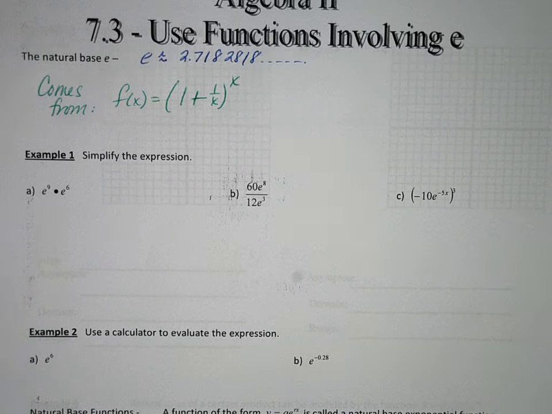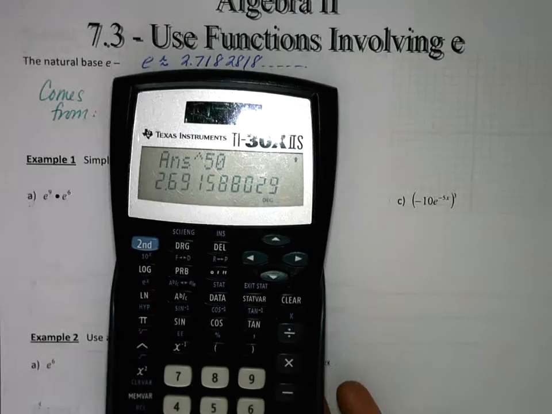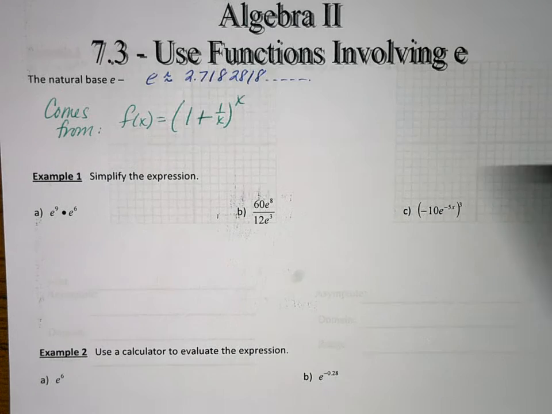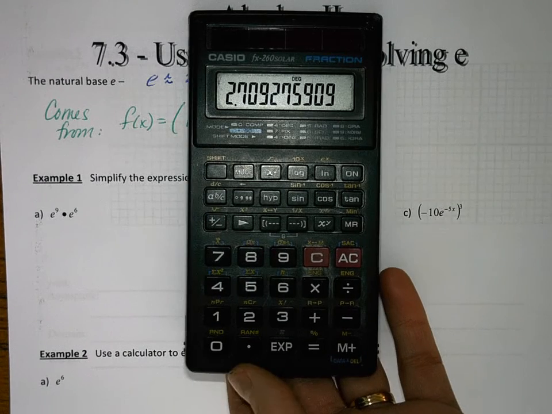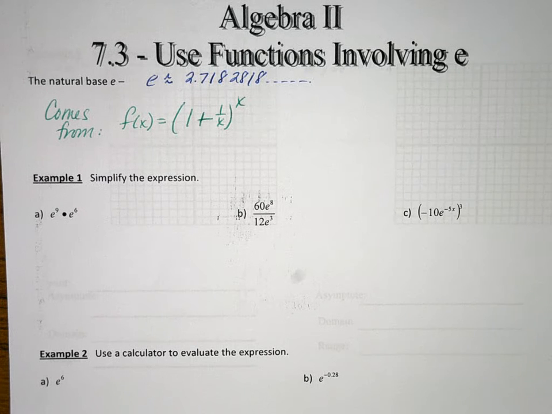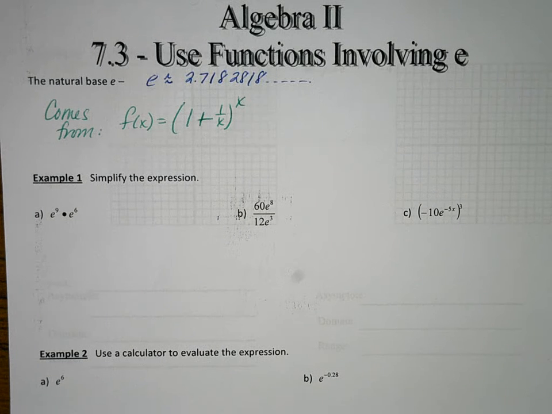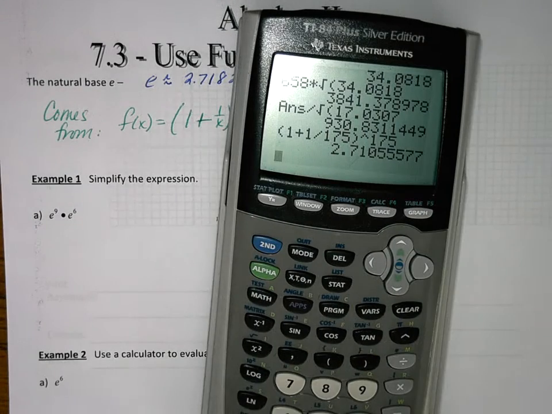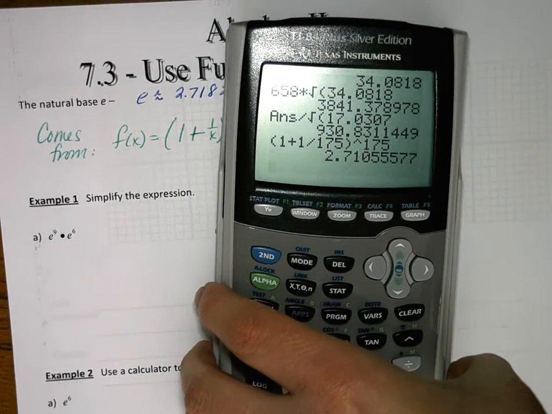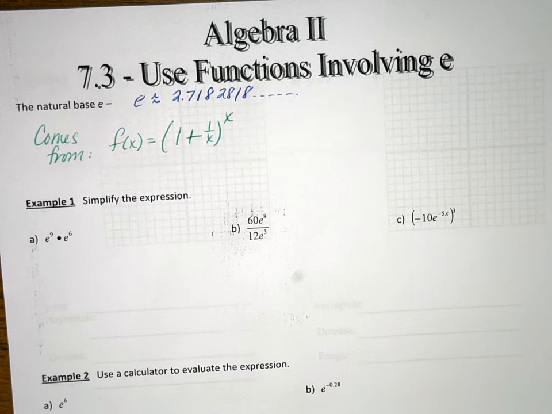What number do we have? Plug in 50. Plug in 50, we get about 2.69. Plug in 150, we get about 2.709. All right, we plug in 175. 175 gives us about 2.710555.